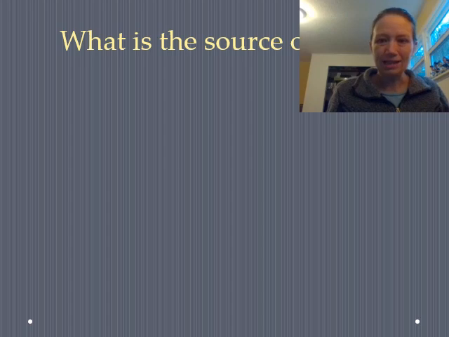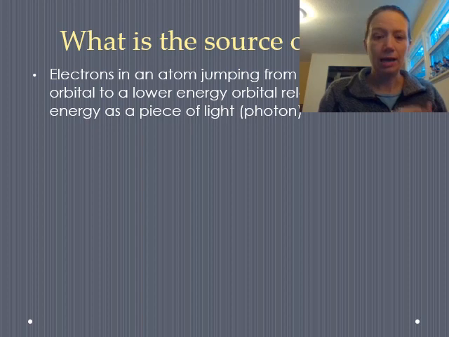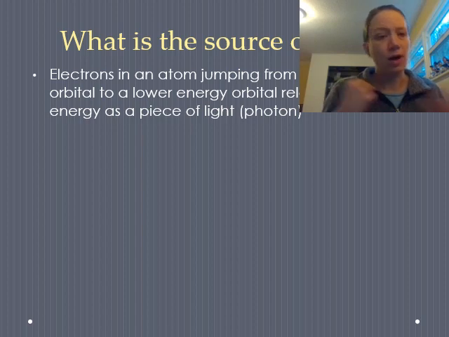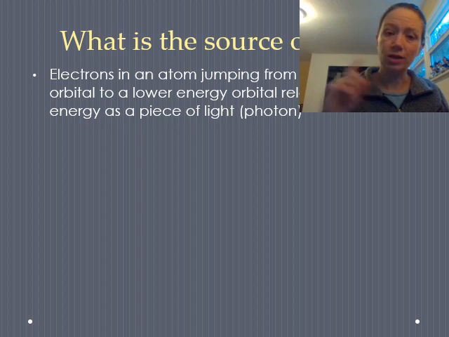So what creates light? Well, technically, light is created by electrons inside of an atom jumping from a high energy orbital to a lower energy orbital. And in that process, they're going to release some extra energy as a tiny, tiny piece of light. So I don't know if you've covered atoms and electrons in middle school science. We're actually going to cover it in more detail in our next unit.